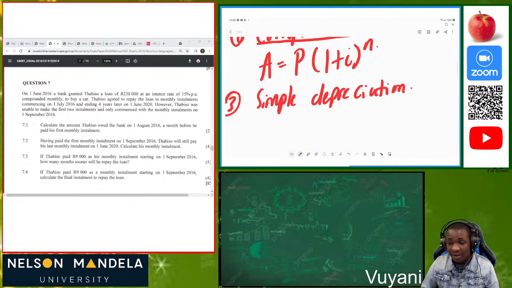Even with cell phones, when the phone is still new, maybe you buy a Samsung A20 at approximately 3,600 or 3,500. But after you've used it for maybe 2 or 3 days, when you go and sell it to someone, you sell it for 2,000, which means it has depreciated. It no longer has its original value. Why?